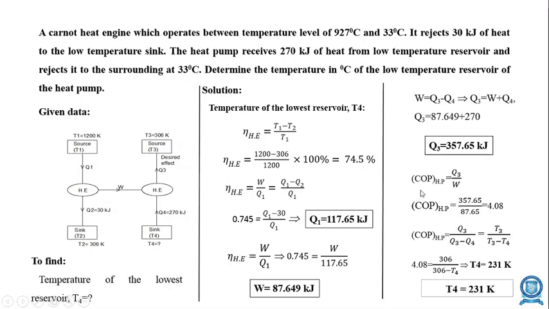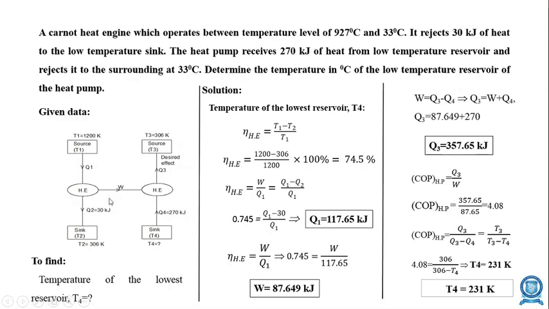The COP of heat pump is nothing but the heat rejected divided by the work done, right? Therefore the heat rejected we found in the previous step, Q3 is equal to 357.65 kilojoules. The work done we also found in the previous step, W is equal to 87.649, because the work done by the heat engine is directly sent to the heat pump. Do you understand this?